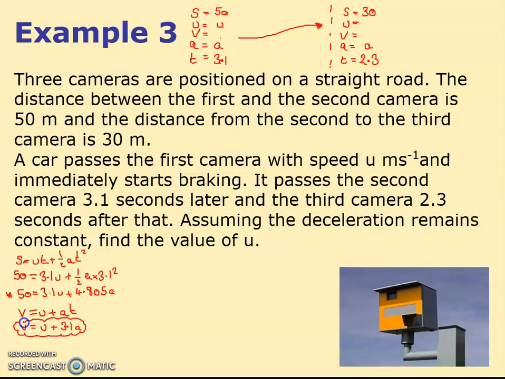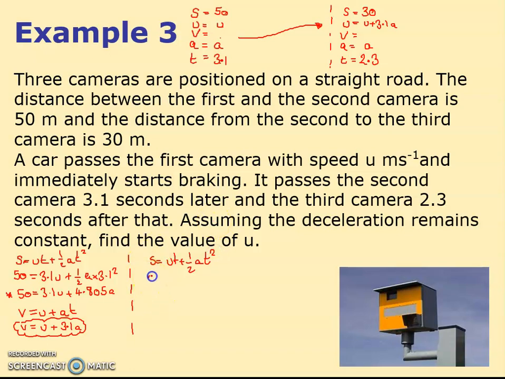Because now I've got this final velocity instead of my first velocity. And of course, my final velocity becomes this velocity here. So I can write this as u plus 3.1a. And this allows me now to do exactly the same thing as I did first time. s equals ut plus a half at squared. And this is the third time I'm going to use this equation.